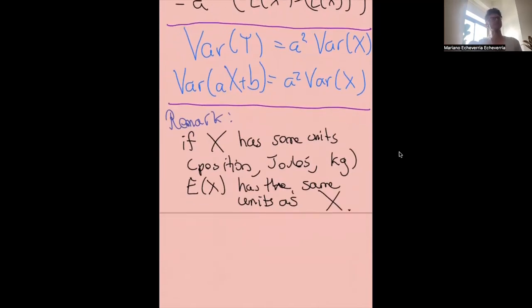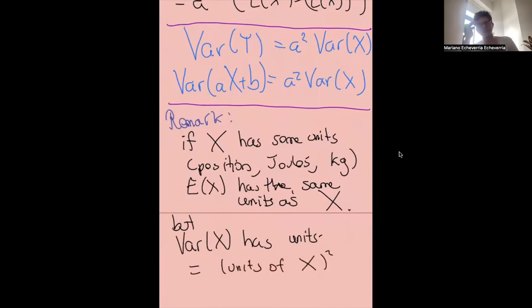But what's the thing with the variance? What are the units of the variance? You're squaring the units of X. So the units of the variance are the square of the units of X. Is that making sense?